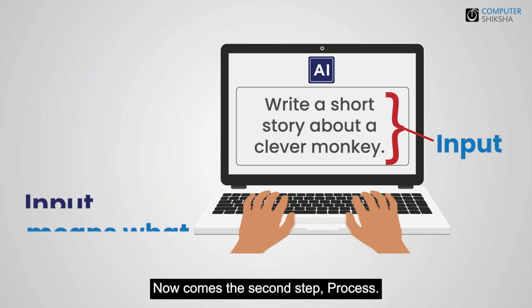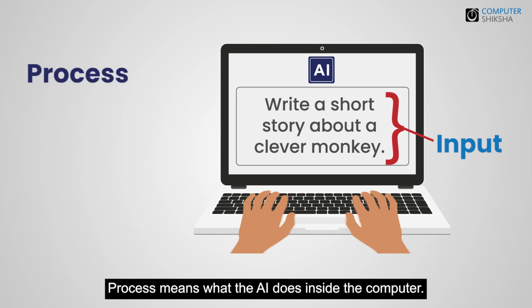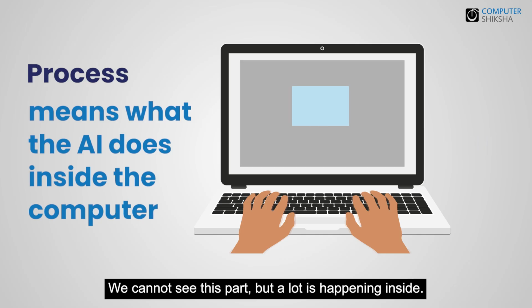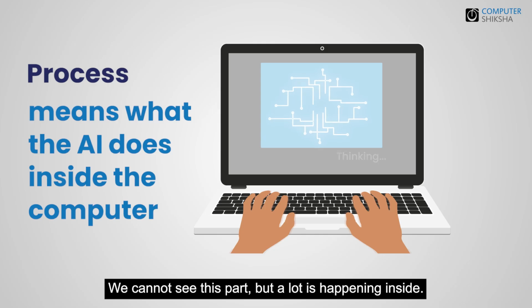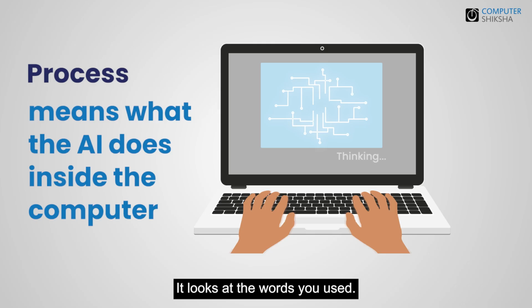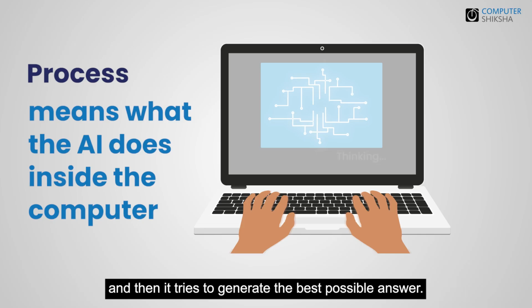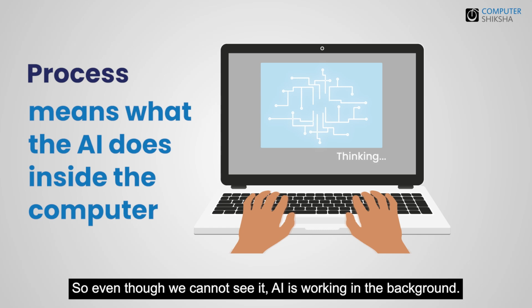Now comes the second step, process. Process means what the AI does inside the computer. We cannot see this part, but a lot is happening inside. AI reads your sentence, it looks at the words you used, then it thinks and remembers what it has learned from a lot of data. And then it tries to generate the best possible answer. So even though we cannot see it, AI is working in the background.